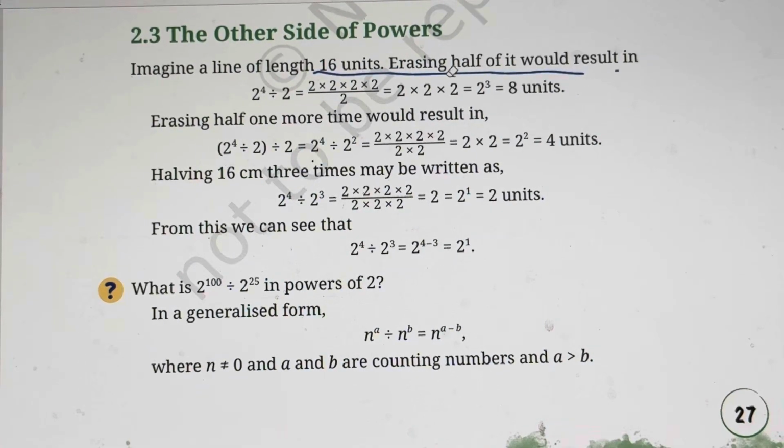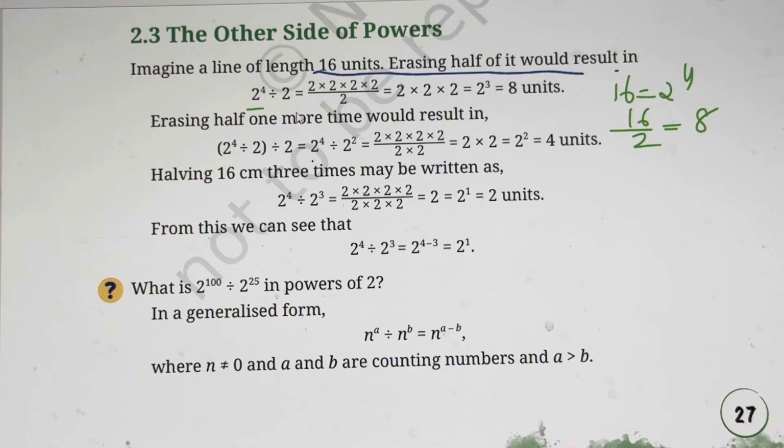Now let us understand it through exponent and power. 16 units means 16 is 2 raised to 4, right? So it is written as 2 raised to 4. Erasing half means you are dividing by 2. So 16 divided by 2 gives you 8.